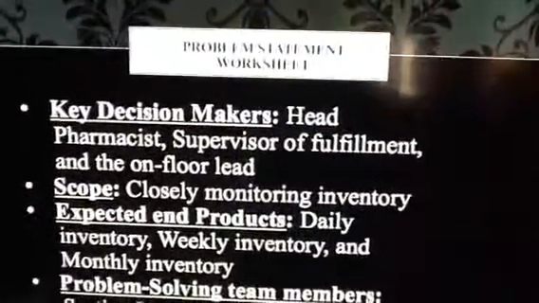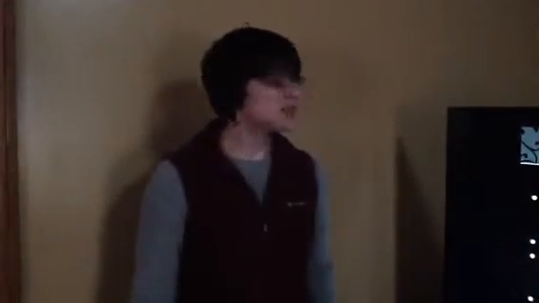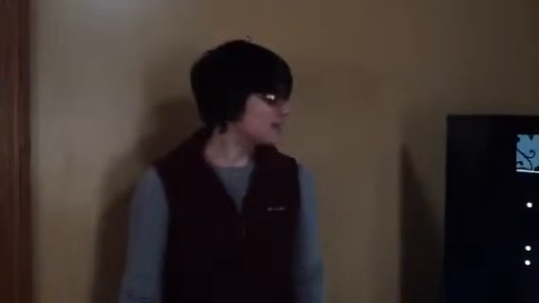So here's the problem statement worksheet, where we have key decision makers, which is the pharmacist, the team lead, and the supervisor of fulfillment. Our scope is to closely monitor the inventory, and we have a couple of main team members that will be helping us. They're Speed Pick 1, Brad, Speed Pick 2, Bulk, and the Kirby machines.